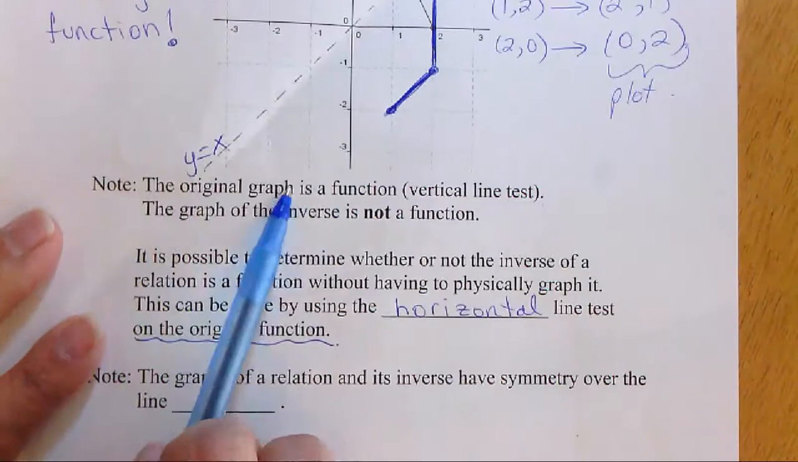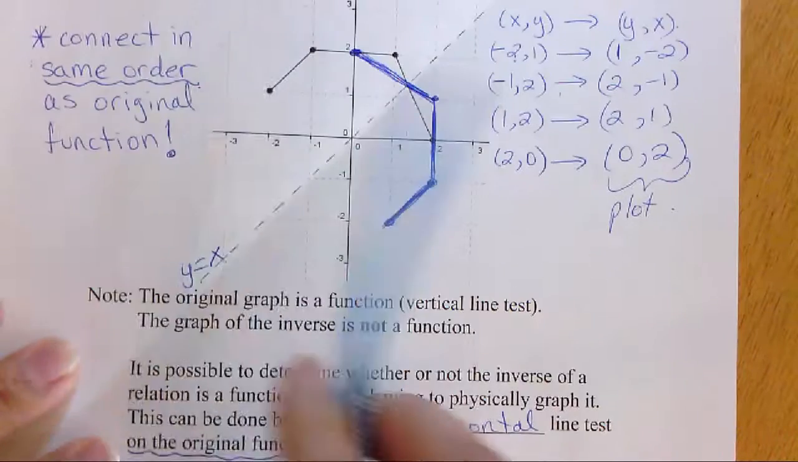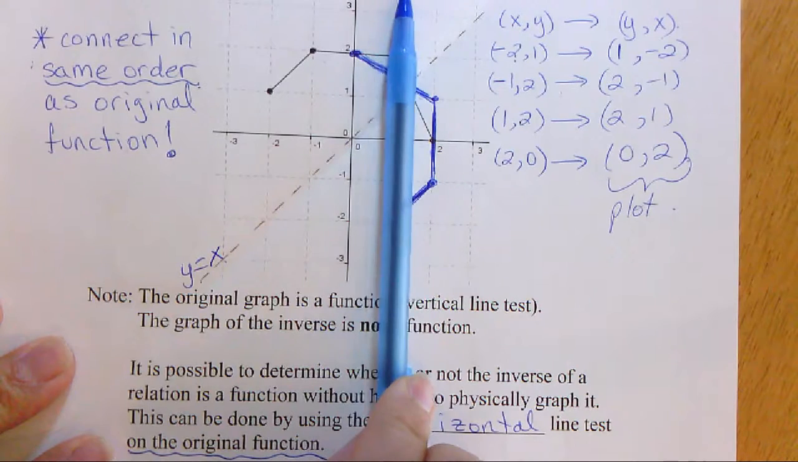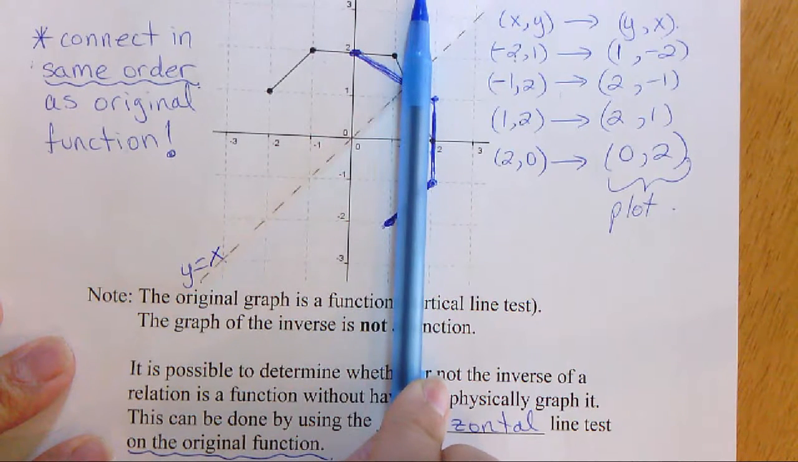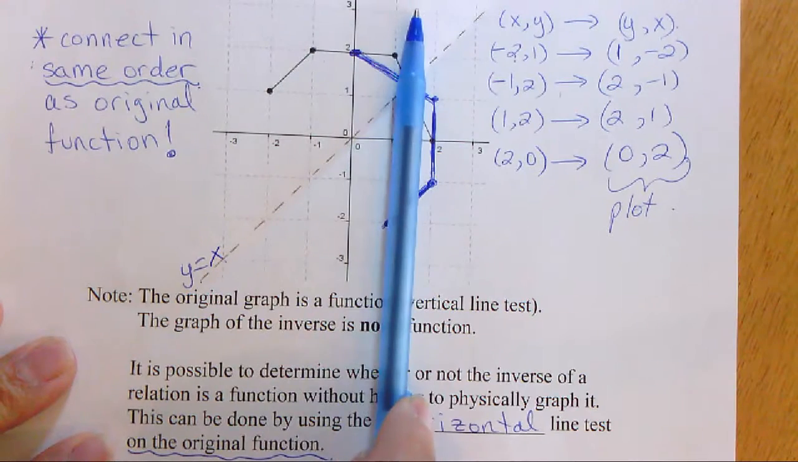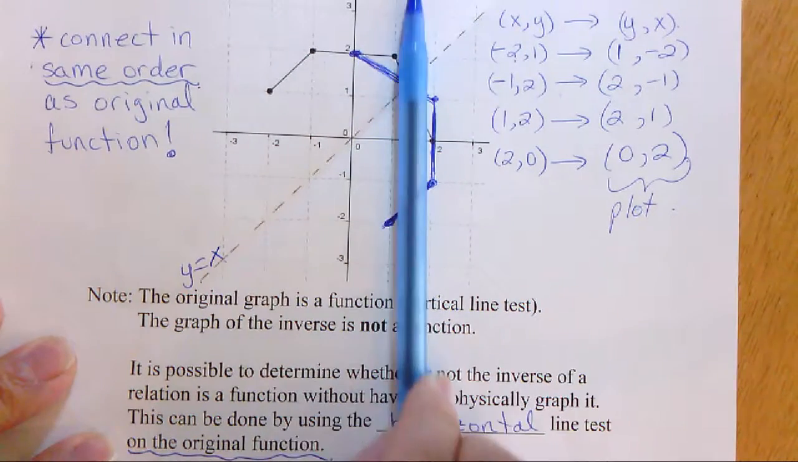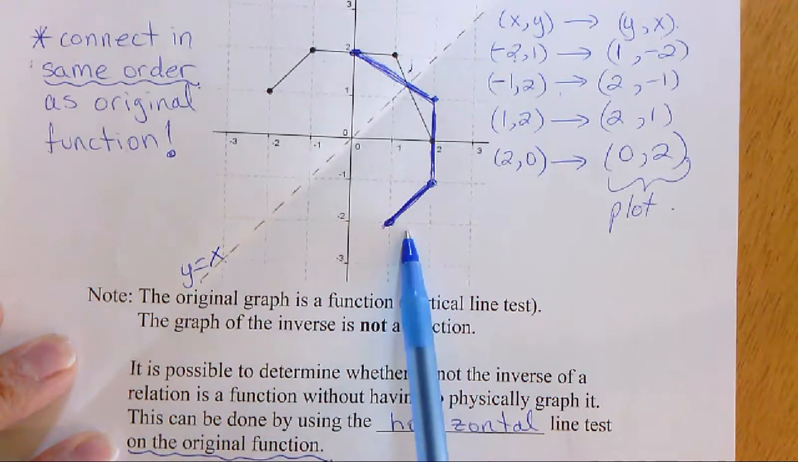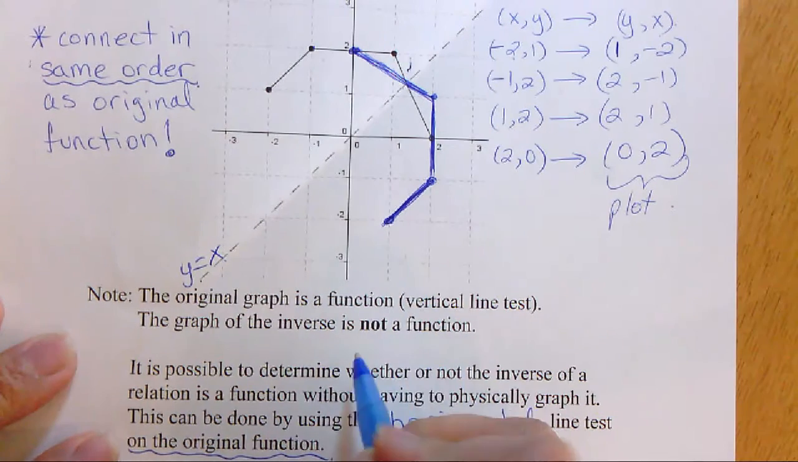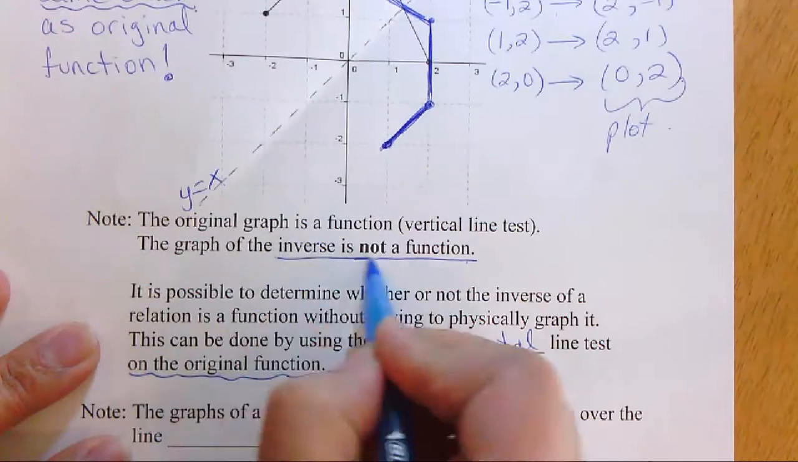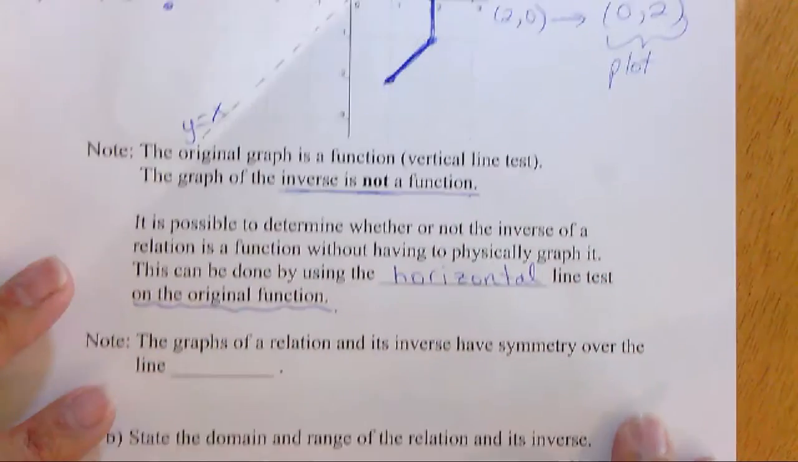Now I want you to note the original graph is a function, so it passed the vertical line test. So if I did this on the graph that was given to me, it only crosses the pen at one point only. But what happens as I get to this point on the inverse? You notice here on the inverse it's going to cross it twice right around this area. So it's not going to be considered a function. It is not a function. The inverse here is not a function.